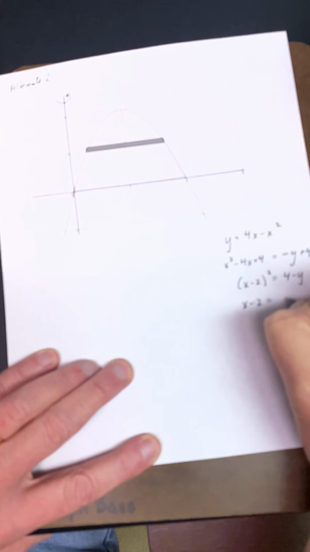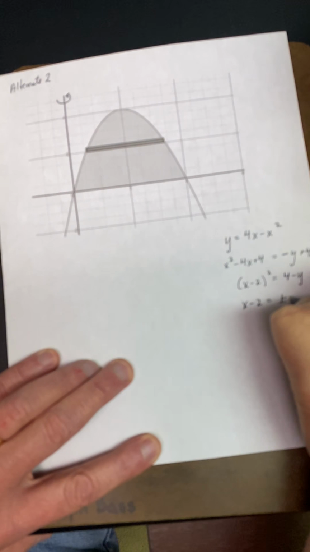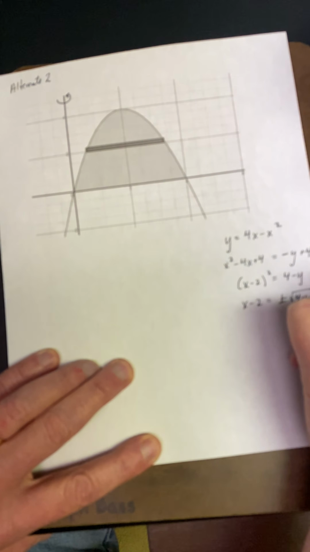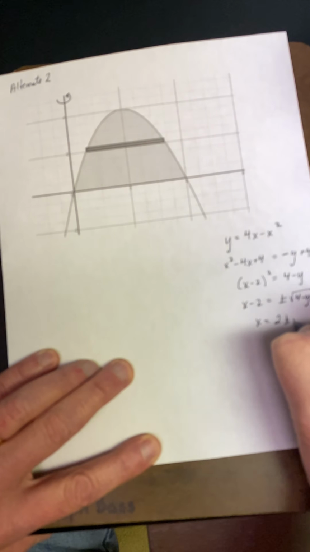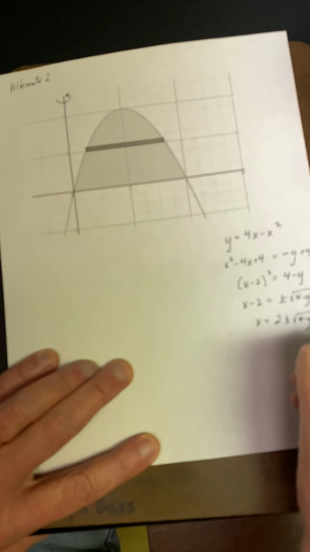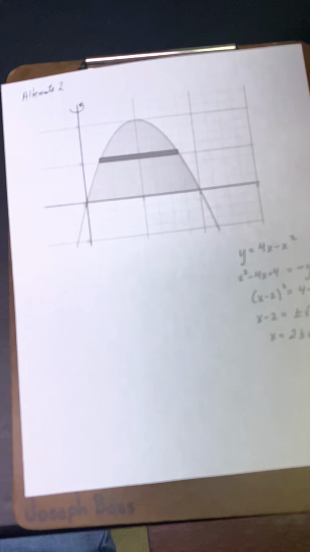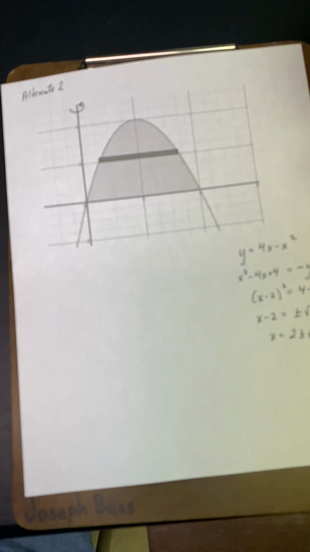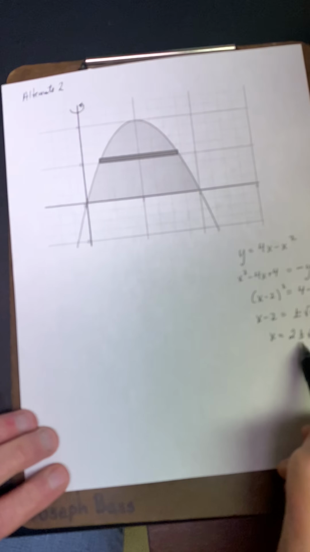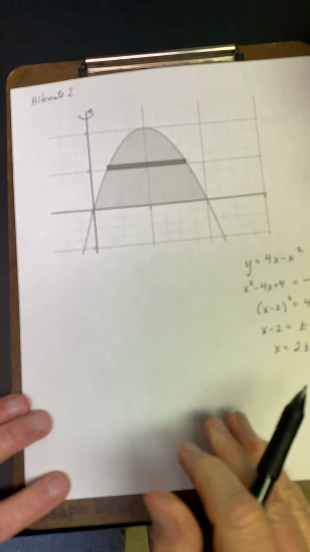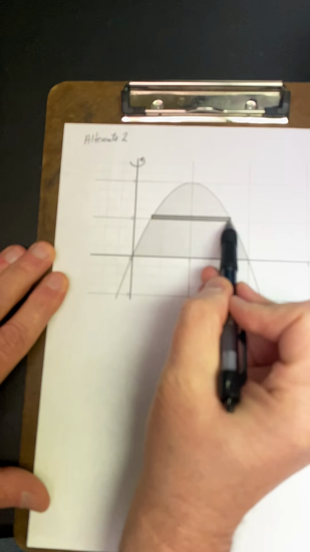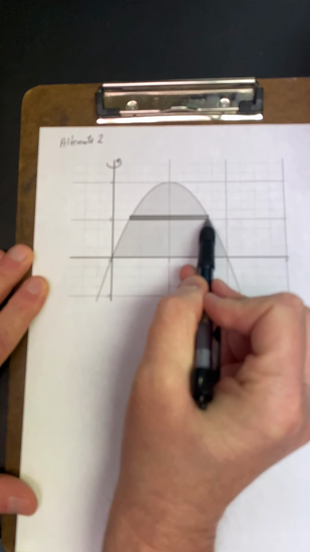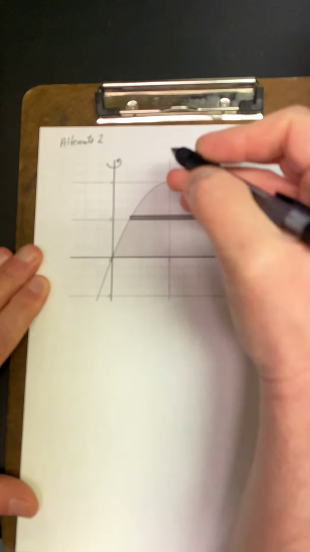x minus 2 is plus or minus the square root of 4 minus y, and x is therefore 2 plus or minus the square root of 4 minus y. That is technically not y as a function of x, because I got two values here, a plus or a minus. But if you look at the graph, notice that the right end of the rectangle is on the graph, and the left end is on the graph.